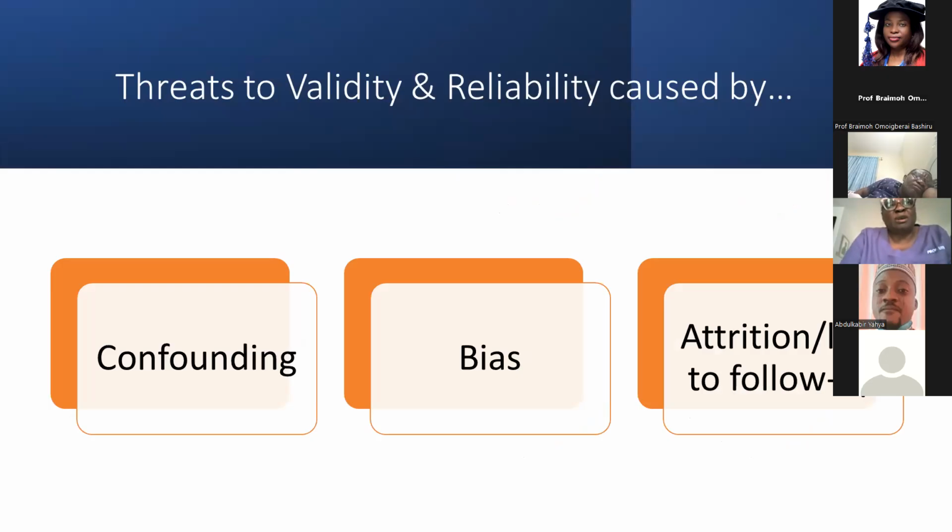These threats are caused by three major things. It is not exhaustive, but these are the three major things. The first one is confounding, the second one is bias, and the third one is attrition. I'm using the word attrition here specifically because we'll be looking at analytical designs and experimental designs. For the conversations we're going to have going forward, we're no longer interested in descriptive designs, the other descriptive cross-sectional or case series, case reports. We're no longer focusing on that.